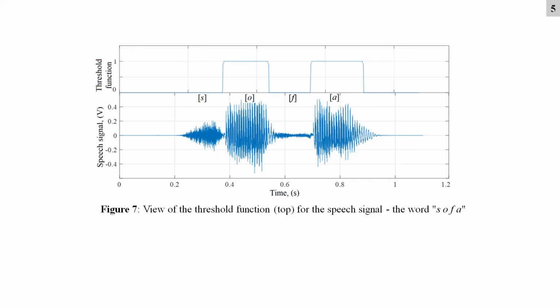Additionally, figure 8 shows the recording of the word "so far". At the top of this figure is shown the threshold function. As expected, the method is sensitive and makes it possible to distinguish areas of vowels and vocalized consonant sounds, and is not sensitive to noised sounds.